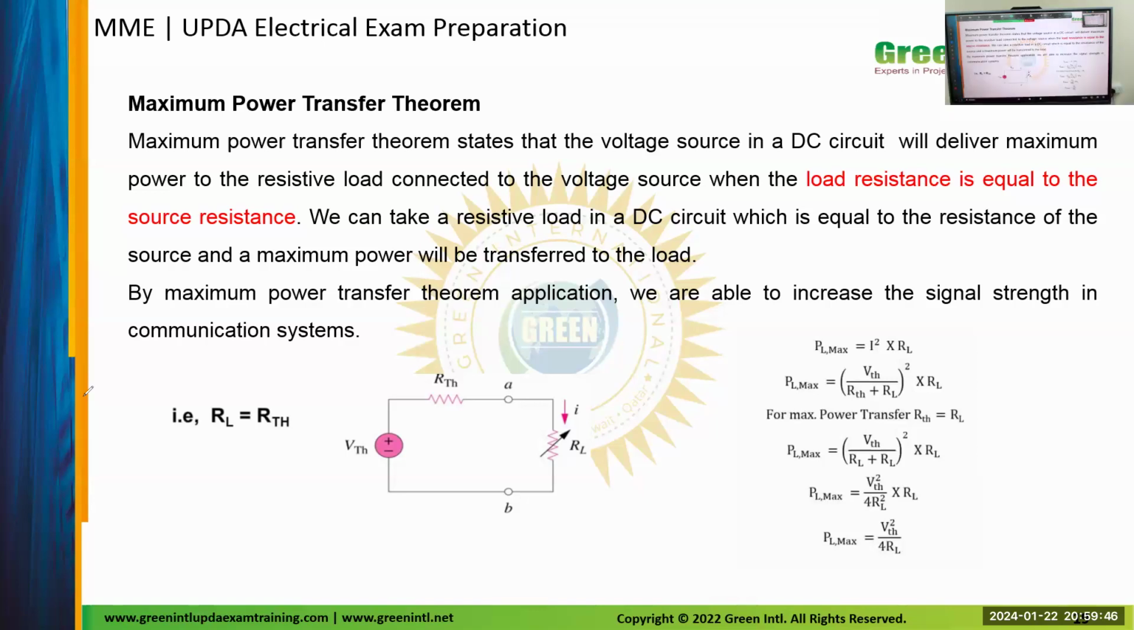What is the total current? Here we have an RTH, here we have an RL. So here we say that the current IL will flow. How to find the I? I is equal to V by R.